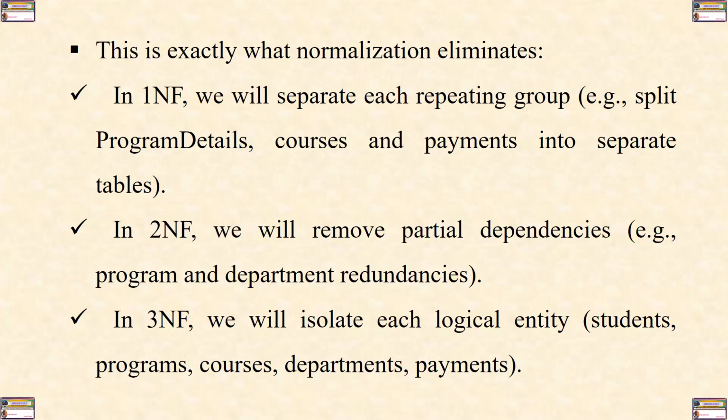The students, we put them separate. The student details are put separate. The program details are put separate. The courses are put separate. The departments are put separate. Payments, etc. So in the third normal form, we ensure that data which is completely related and relies on each other is put in its own table.